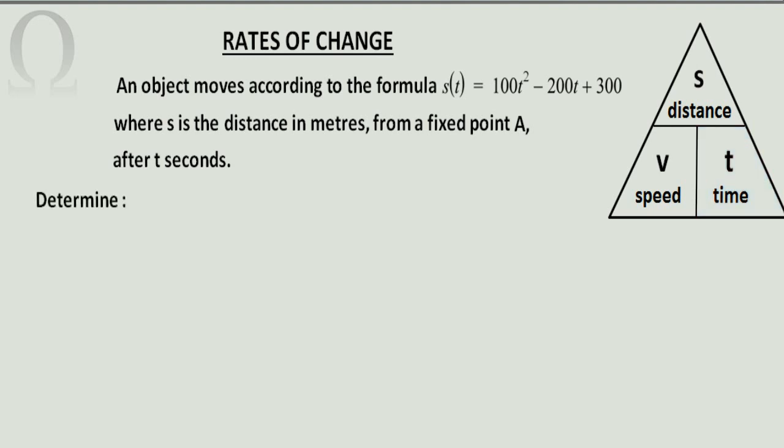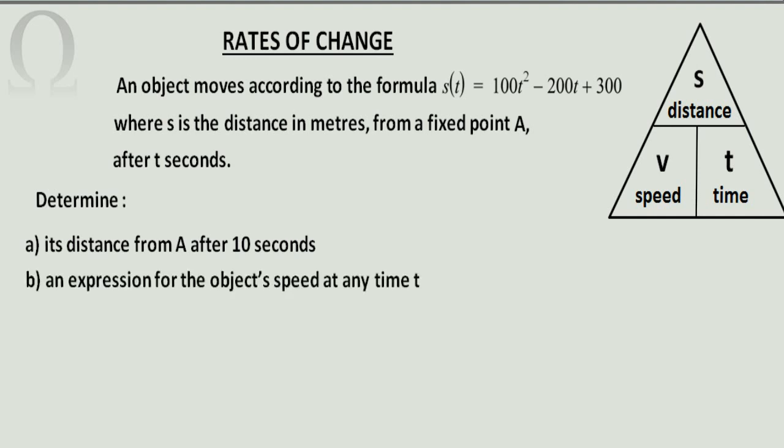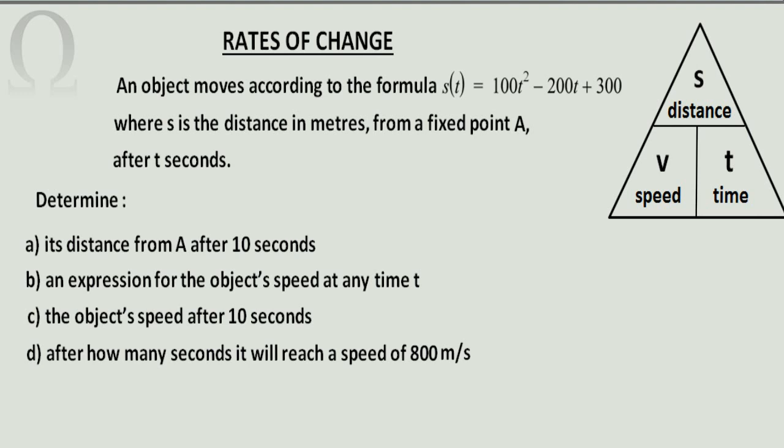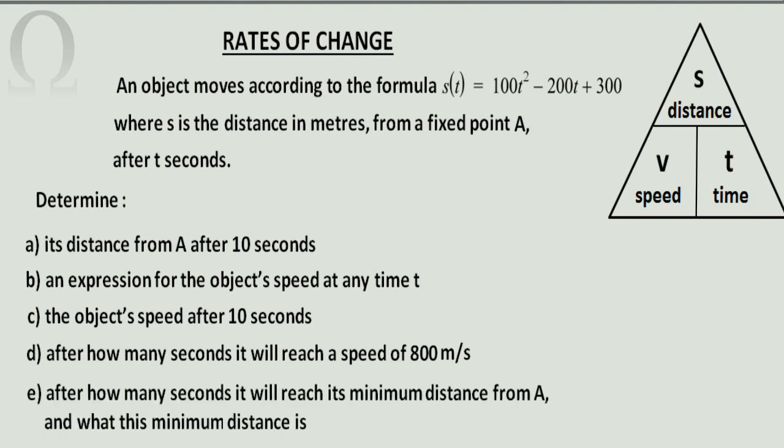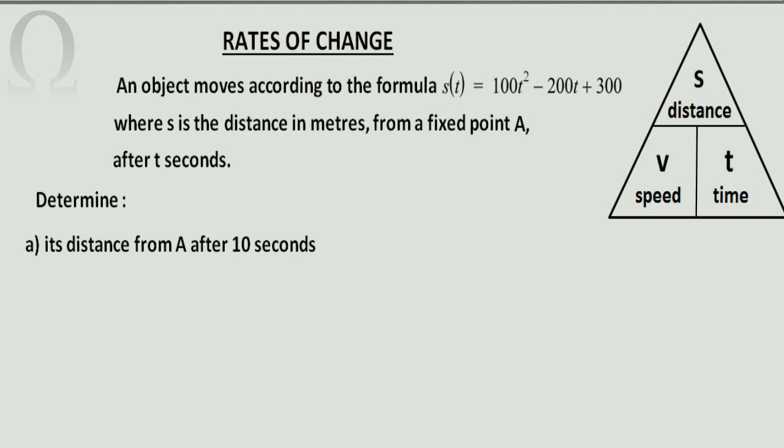We are required to determine the object's distance from point A after 10 seconds. Determine an expression for the object's speed at any time t. Determine the object's speed after 10 seconds. Determine after how many seconds the object will reach a speed of 800 meters per second. And finally, determine after how many seconds the object will reach its minimum distance from point A, and determine what this minimum distance is.